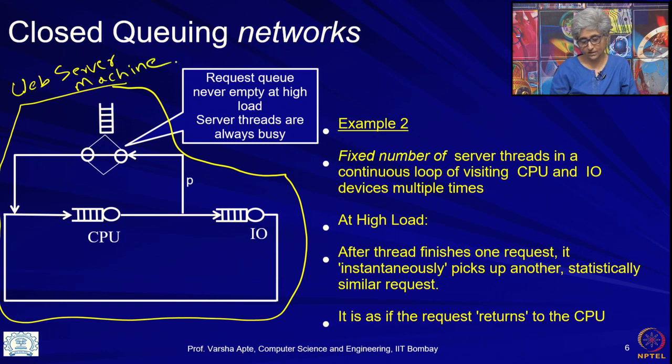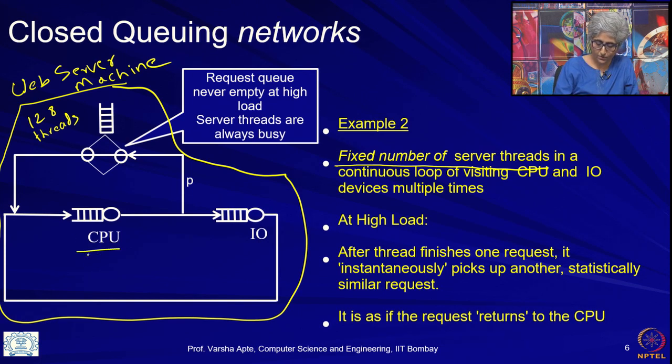Okay. And now in this picture we are not modeling the end users that are sending requests to this machine. The scenario is we are looking at a system in which there is a fixed number of server threads. So let us say this web server is configured with 128 threads. That is a very typical number that a web server is configured with, and those threads are going to be in this machine using a little bit of CPU.